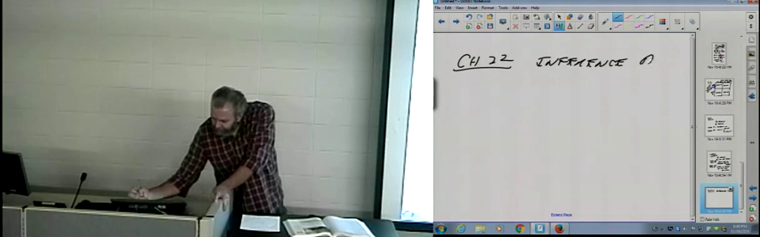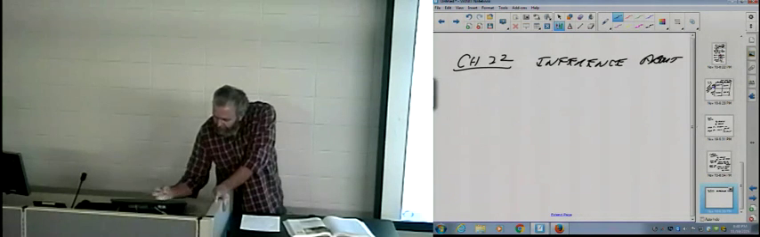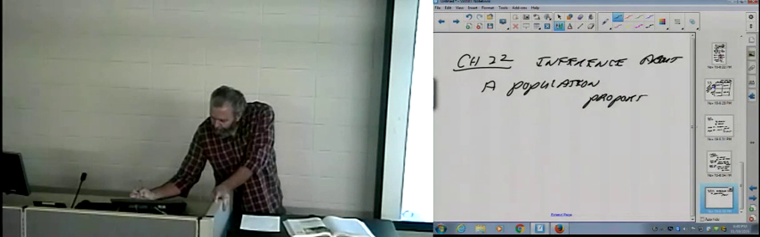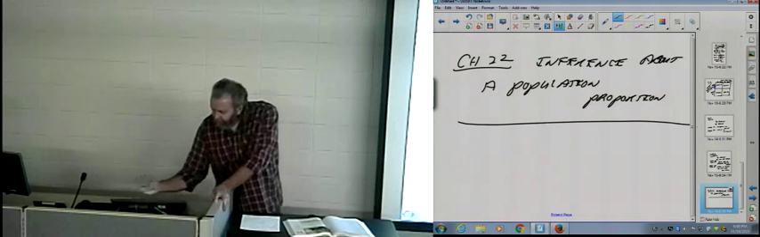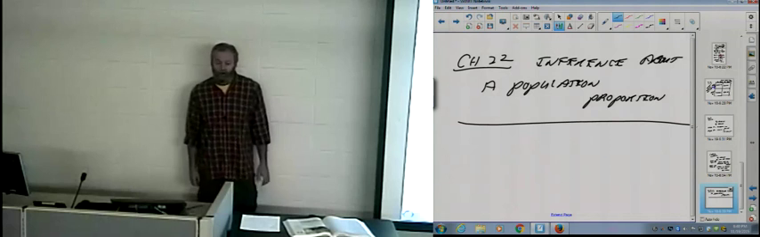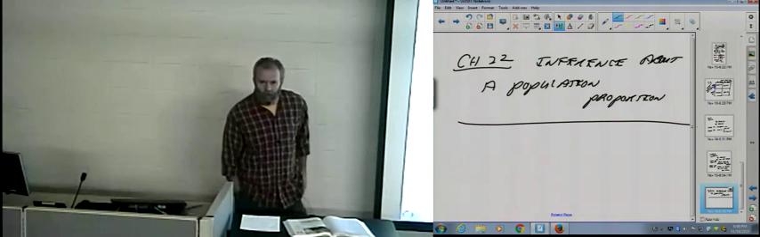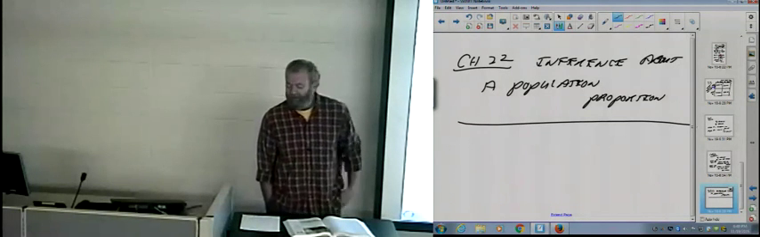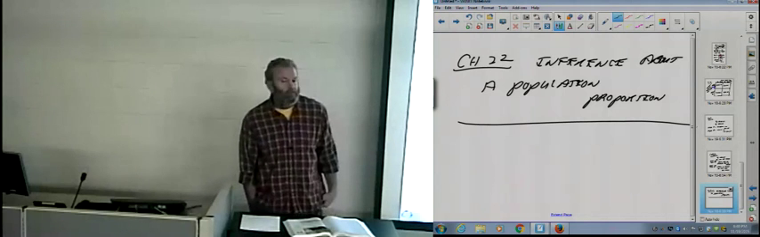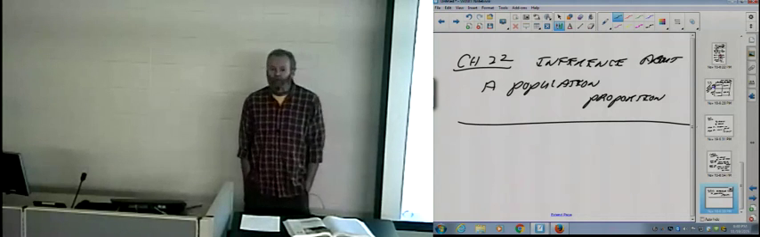about a population proportion. Okay. We're changing our population parameter. It's no longer a mean, mu. It's going to be the proportion of some outcome. Some proportion out of the population we want to estimate or make claims about. Okay?